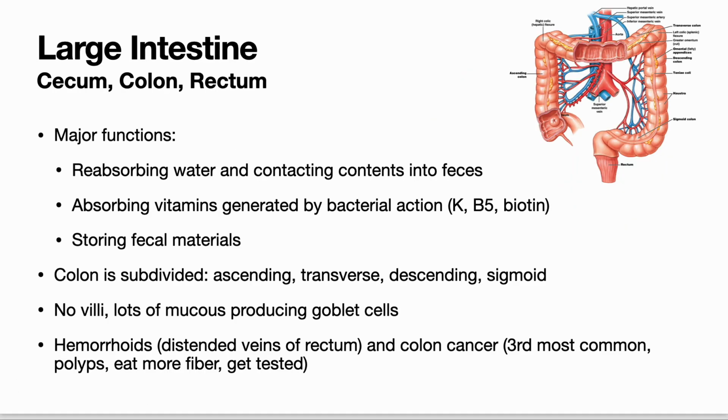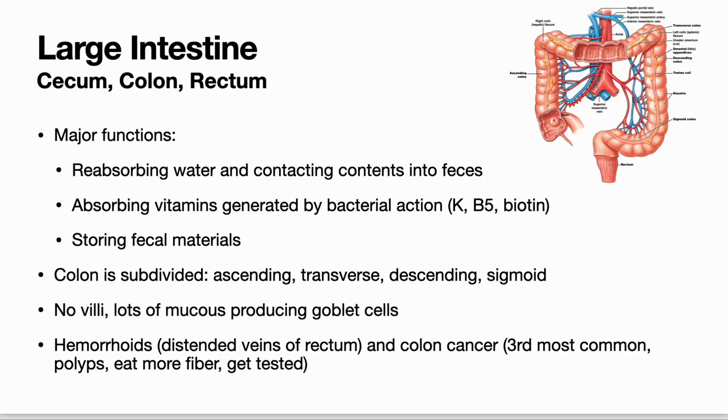All right, that brings us to the large intestine. It also has three main parts, the cecum, colon, and rectum. The major function of the large intestine is to reabsorb water and compact contents into fecal matter. A few things that do get absorbed in the large intestine are some vitamins, including vitamin K, vitamin B5, and biotin. And those are all very important for metabolic reactions in the body, so we want those. And bacteria play a really important role in making those vitamins accessible and absorbable.